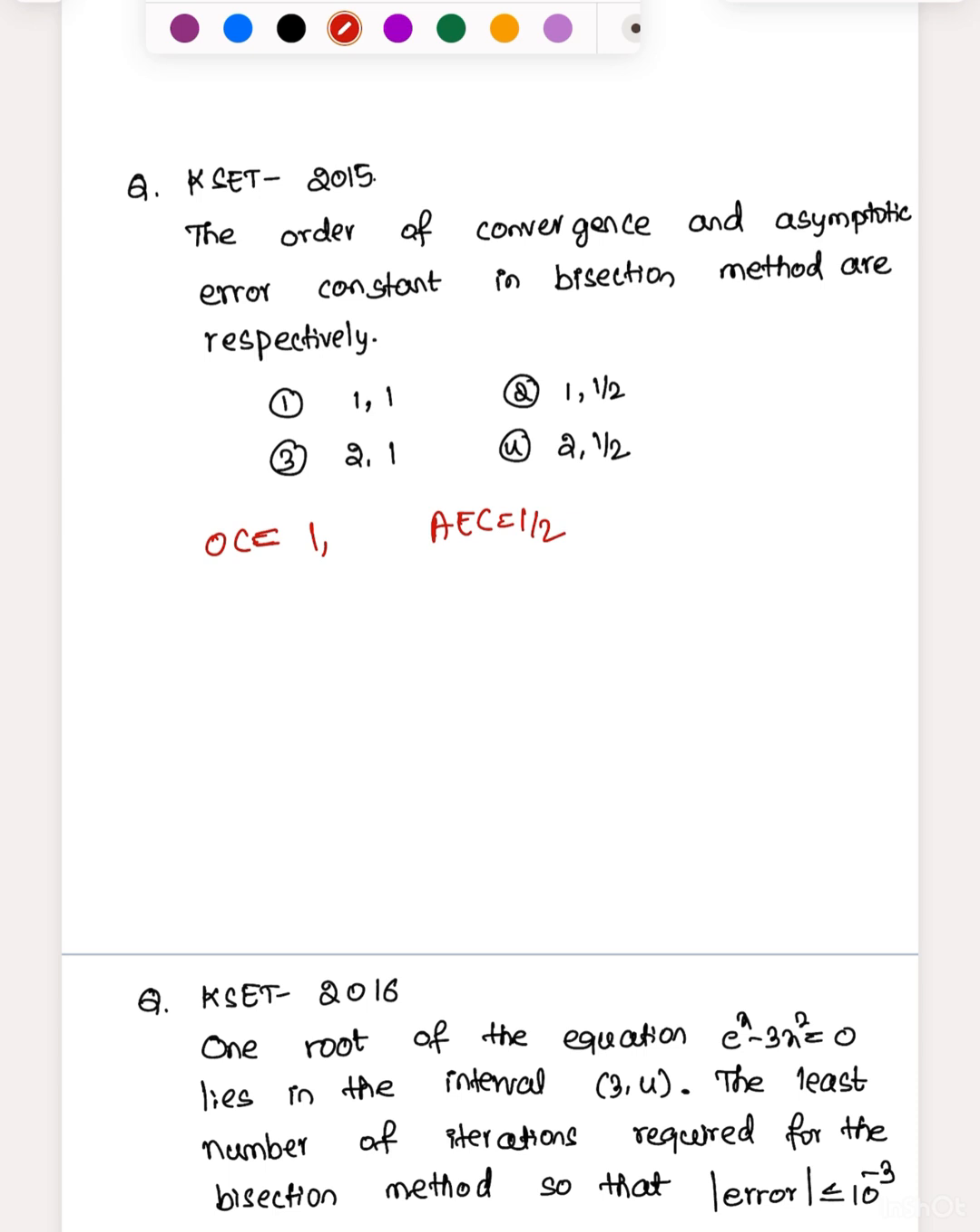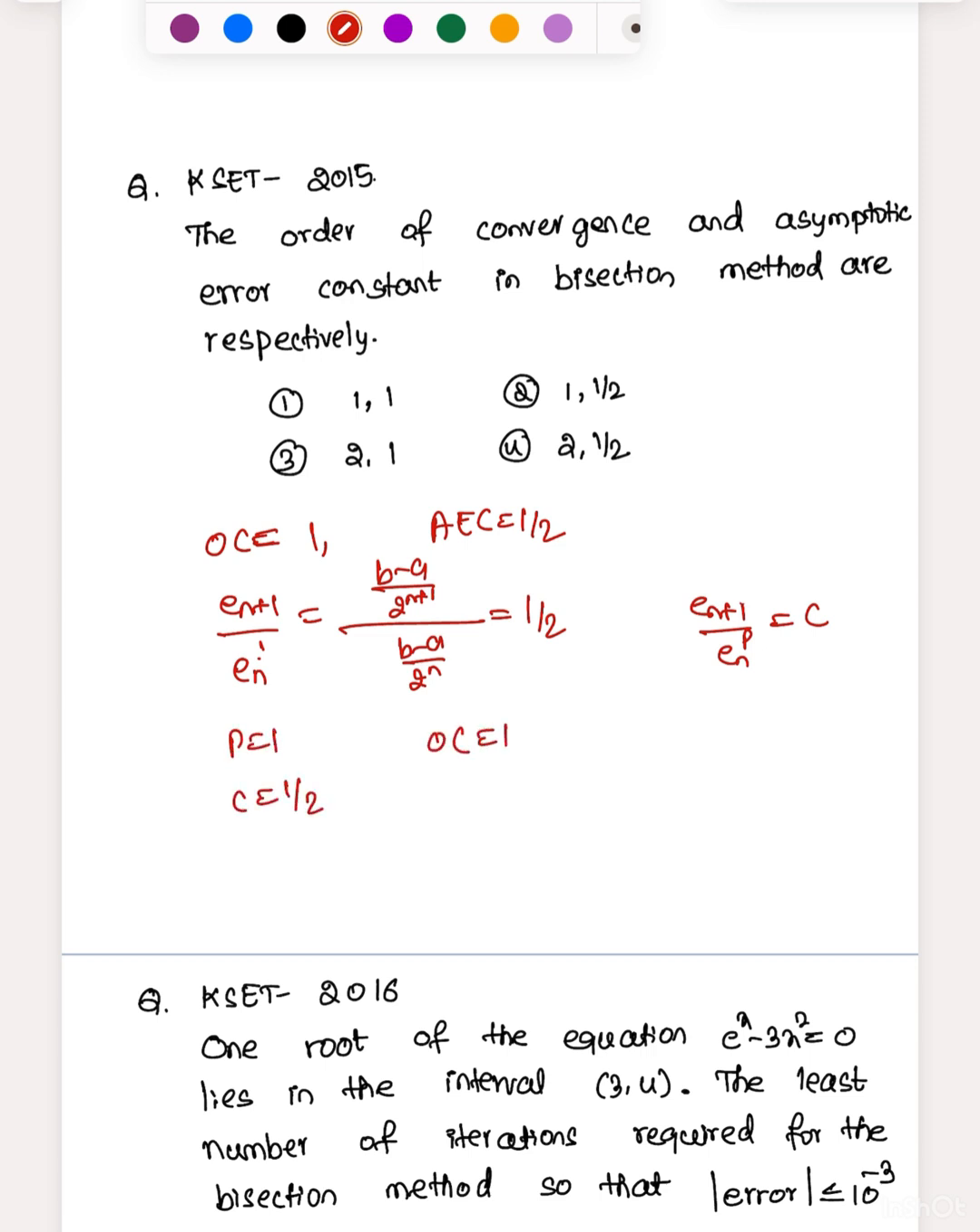Therefore the option is here. Order of convergence means e(n plus 1) by e(n) is equal to (b minus a) by 2 power n plus 1 divided by (b minus a) by 2 power n. This is equal to half. Therefore e(n plus 1) by e(n) to the power p is equal to c, which means here p is equal to 1, c is equal to half. Therefore the order of convergence is 1 and the asymptotic error constant will be half. The correct option is option 2.